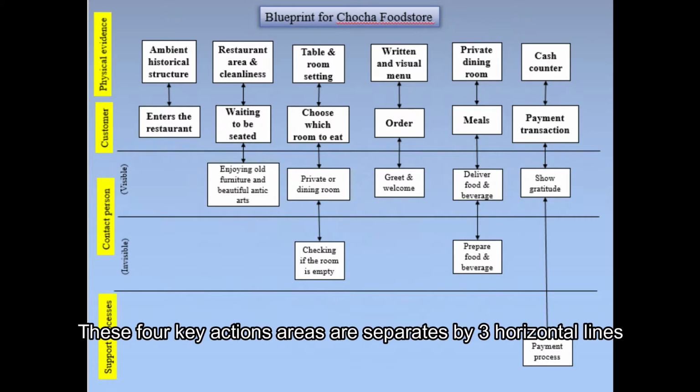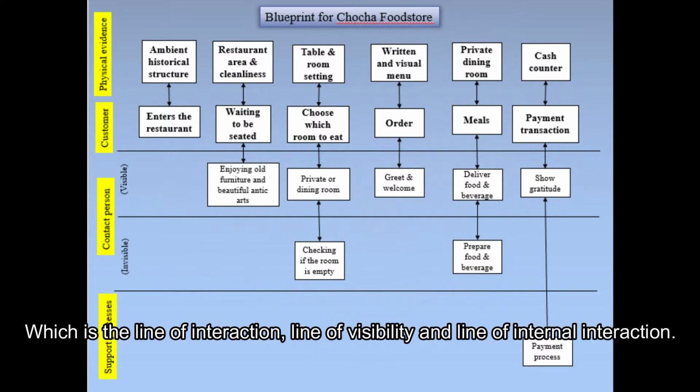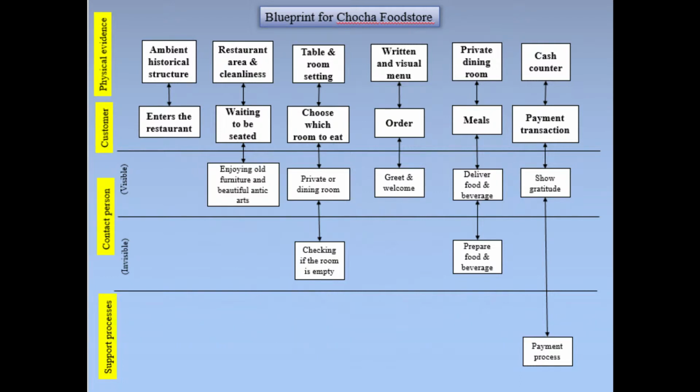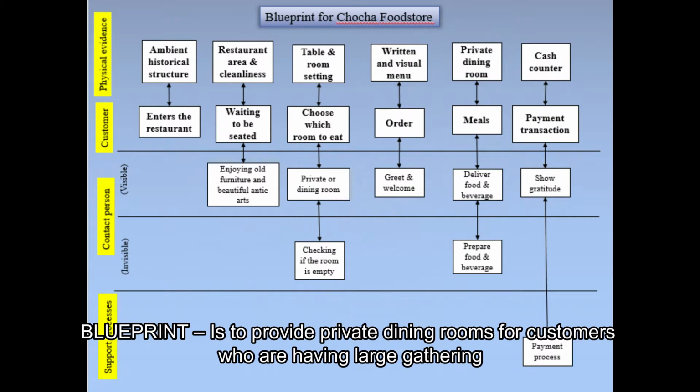These 4 key action areas are separated by 3 horizontal lines, which are the line of interaction, line of visibility, and line of internal interaction. Our focus in this blueprint is to provide private dining rooms for customers who are having large gatherings.